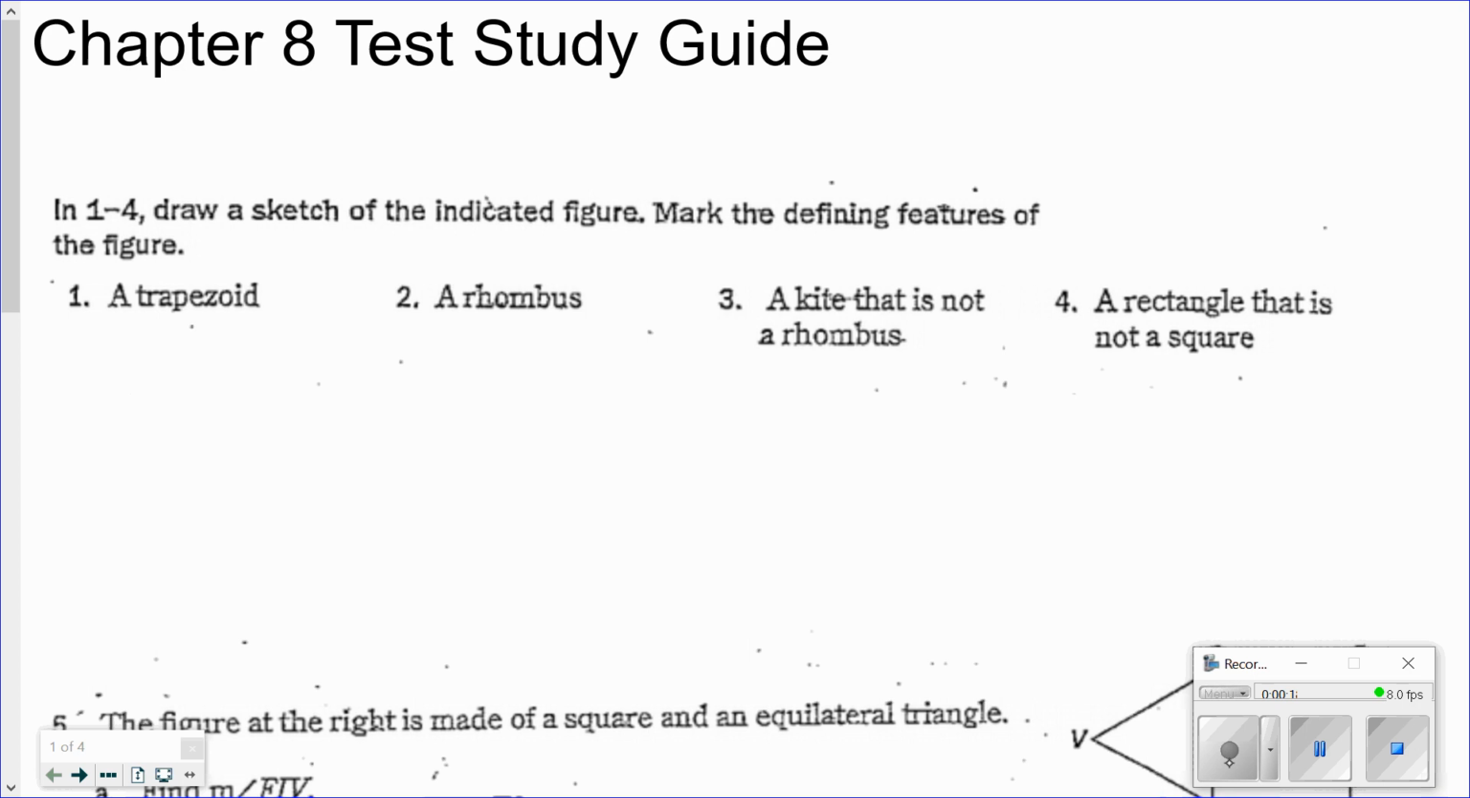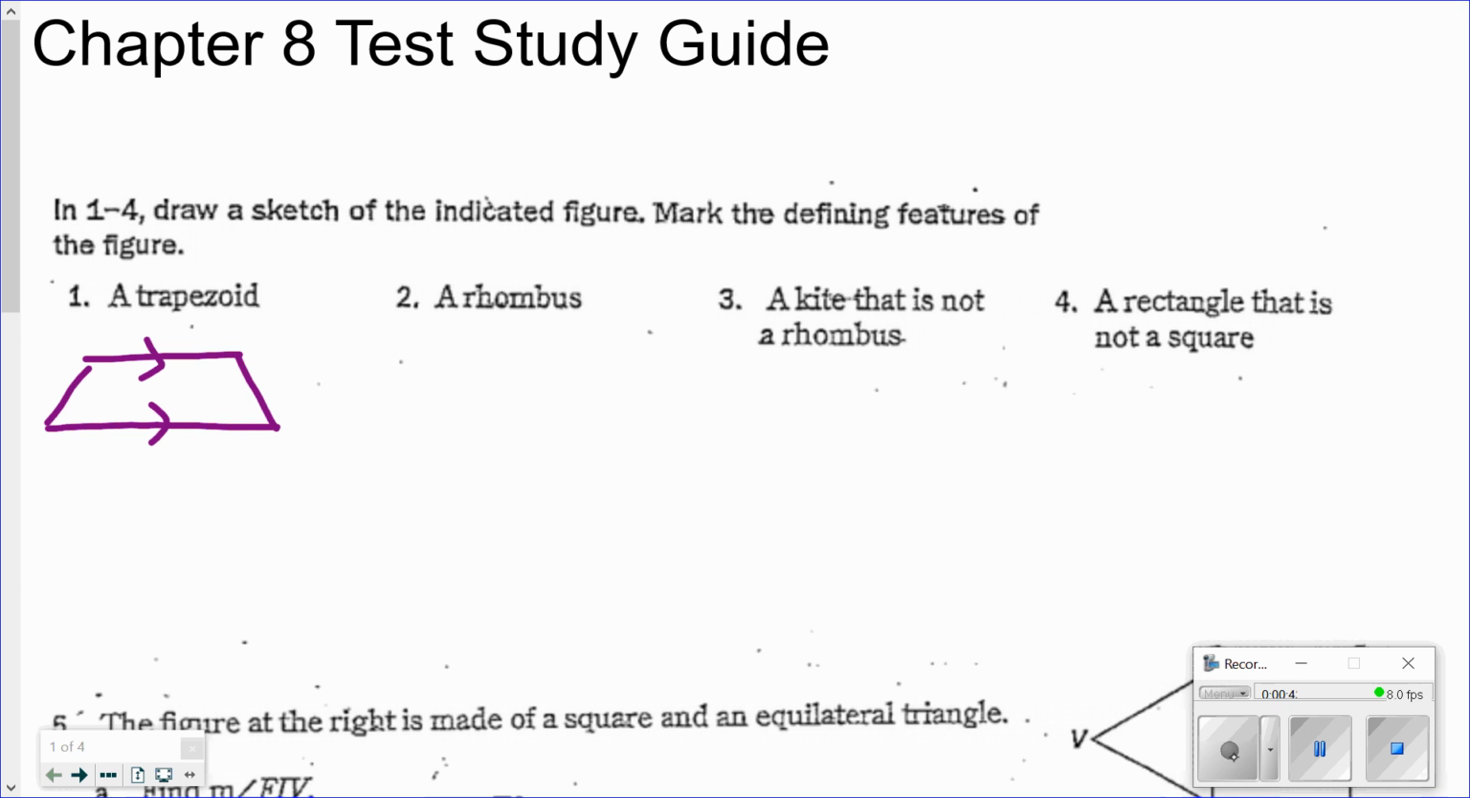All right, so for numbers 1 through 4, we want to draw a sketch of the indicated figure, and we want to mark the defining features of the figure. Number 1 is a trapezoid. So here's our sketch of a trapezoid. The only defining features we really need to make here are those two arrows for the bases because we know that the bases are parallel.